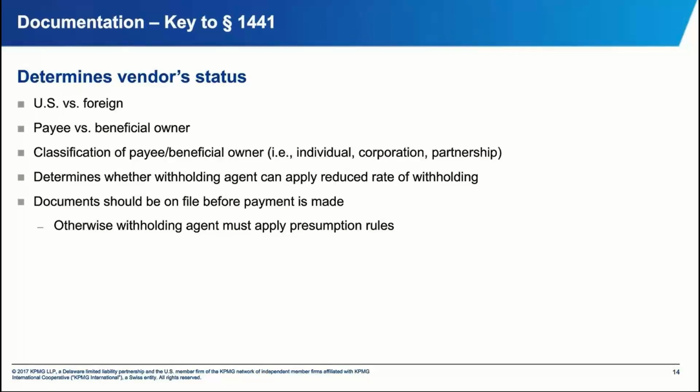The tax documentation is going to help you determine whether you have to withhold at that statutory 30% rate or if you can reduce it because of a treaty claim or a code exception. And the key here is the documentation has to be on file prior to making that payment. Again, the regulations cover all these scenarios where you don't have documentation or you can't rely on the documentation because there's something wrong with it prior to making the payment. The regulations have presumption rules that have to be applied. And as you can imagine, those presumption rules are going to result in the maximum rate of withholding being imposed.